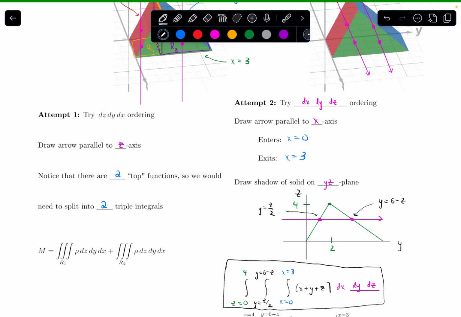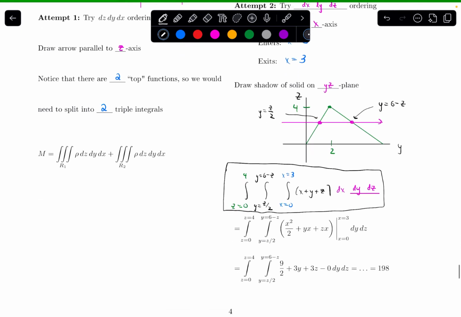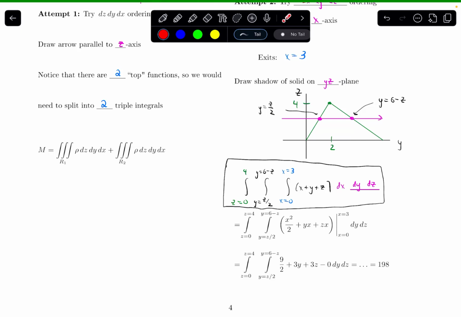Okay, awesome. Just for practice, let's briefly talk about how we would evaluate this. I've written that out in the notes. Because dx is the innermost thing, I treat x as a variable and y and z as constants. So the antiderivative of x is x squared over 2. Because y and z are constants, the antiderivative of y is yx, and the antiderivative of z is zx. I plug in x equals 3 and x equals 0. When I plug in x equals 3, I'll get these three terms. When you plug in x equals 0, you'll get 0, and we subtract.